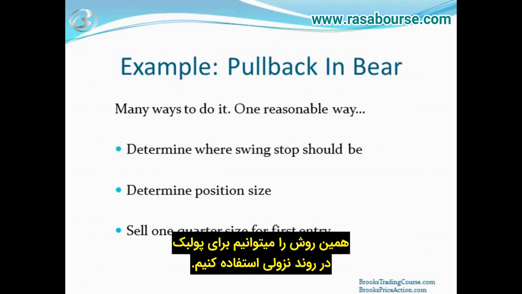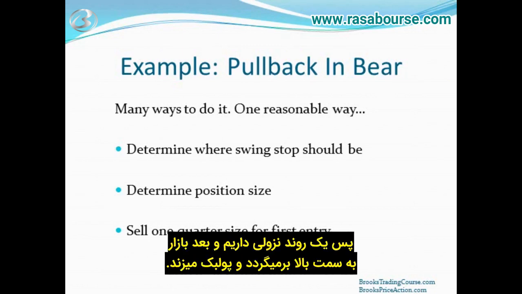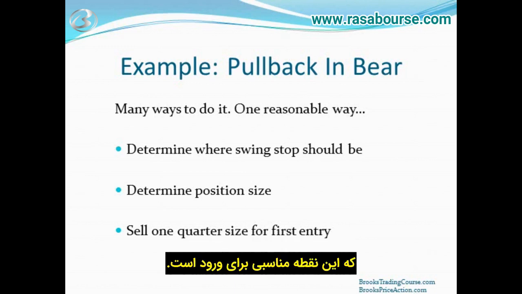A similar approach can be used for a pullback in a bear trend. Again, one reasonable approach is to determine where the swing stop should be. So you have a bear trend and the market is starting to bounce a little bit and starting to pull back, and you see what you think is a reasonable entry.